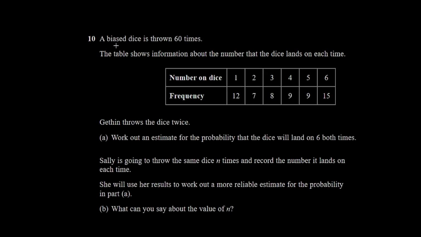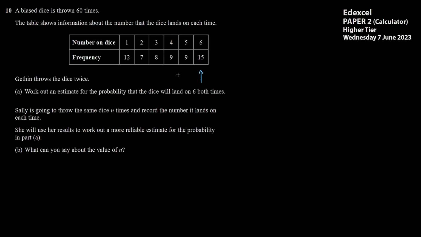Question 10. We've got a biased dice thrown 60 times and the results are shown here. And we're asked to work out an estimate for the probability that the dice will land on 6 both times. So we're looking at this result. So after 60 throws, 6 came up 15 times.